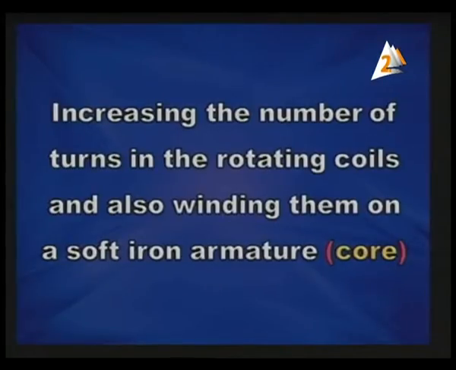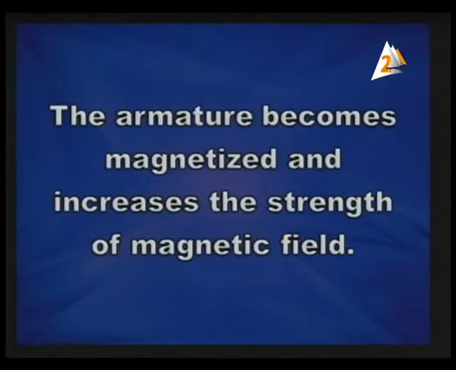Also, we increase the power of rotation by increasing the number of turns in the rotating coils, and also by winding them on a soft iron core, an armature. Why should we have a core here? The armature becomes magnetized and increases the strength of the magnetic field.